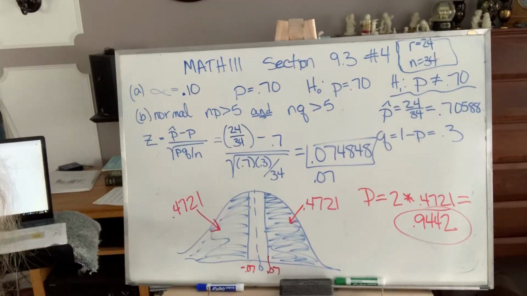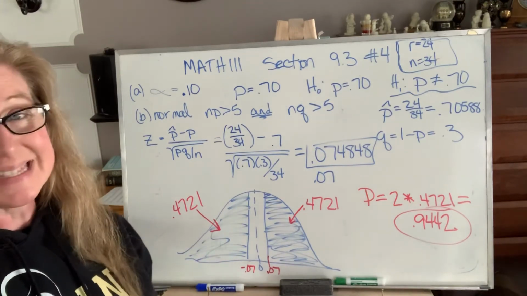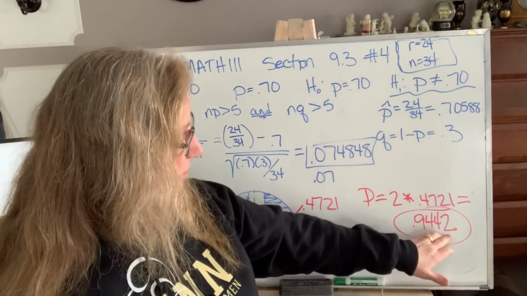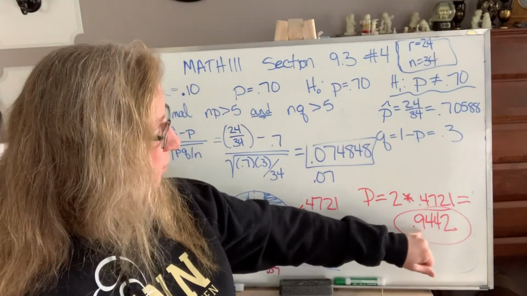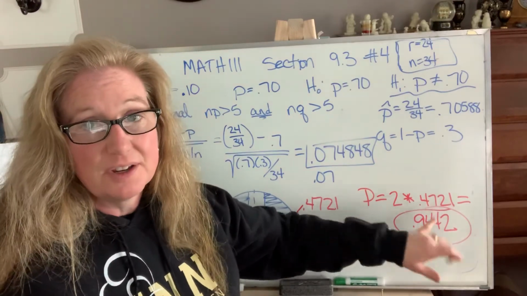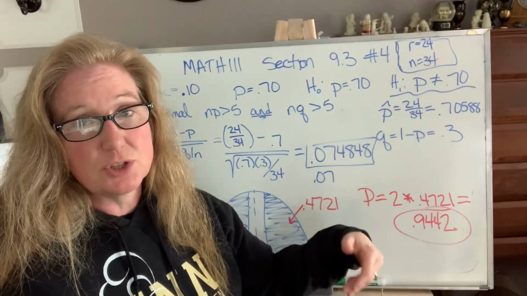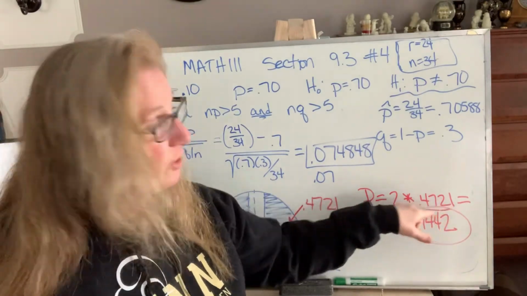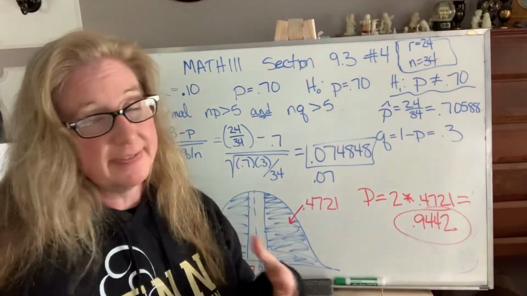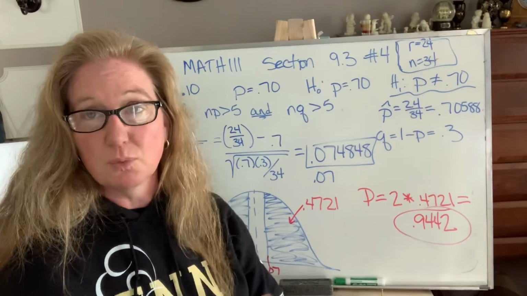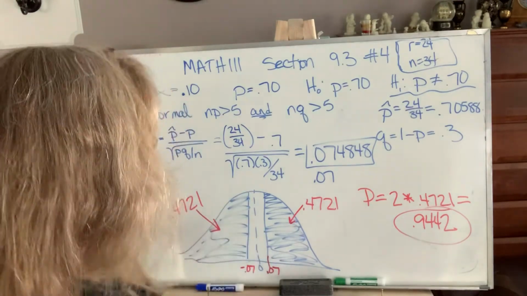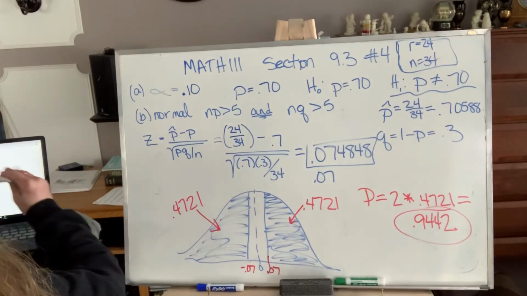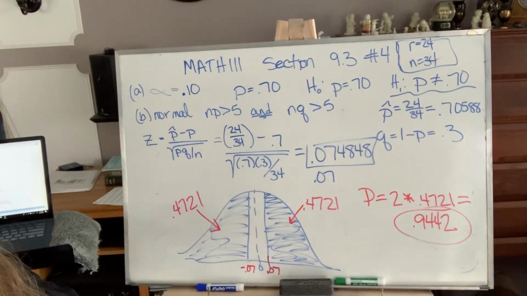Now, what's interesting is that WebAssign got a slightly different number. They got 0.9403, so super close. Why? Because they're using algorithms that crunch the whole numbers. We're using charts that only go to 4 decimal places, so that's the difference. But again, it won't mark it wrong. That would be okay.